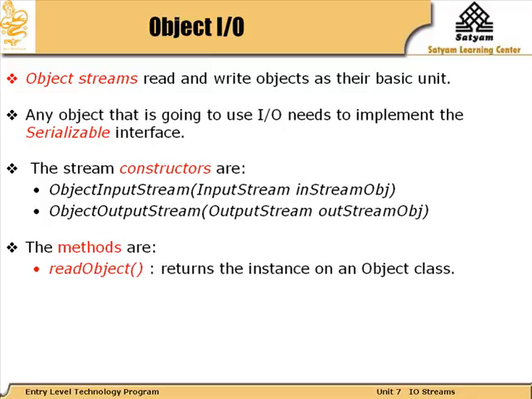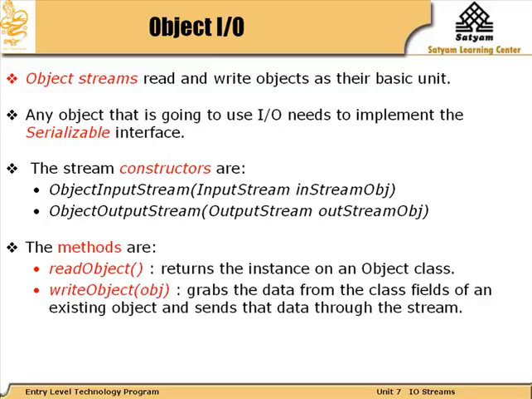The two important methods of ObjectInputStream and ObjectOutputStream are readObject and writeObject. The readObject returns an instance of the Object class, and writeObject takes an object parameter and writes to the stream.